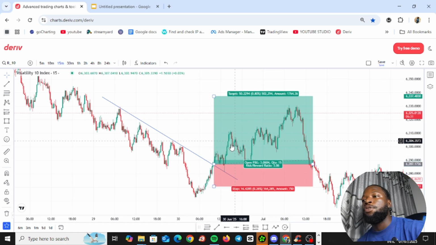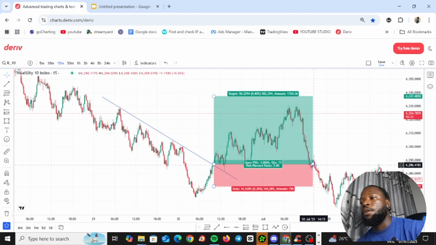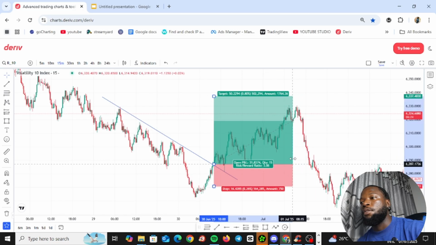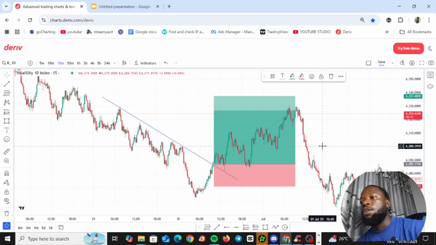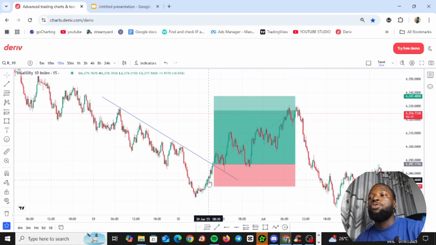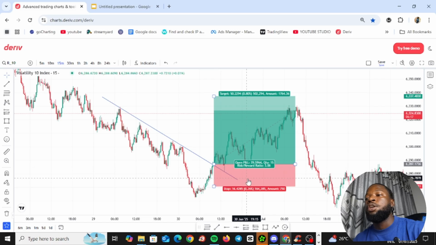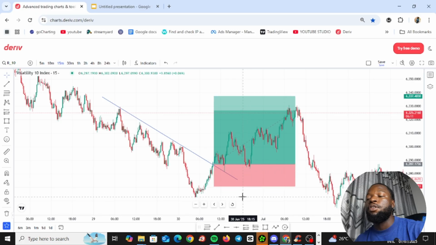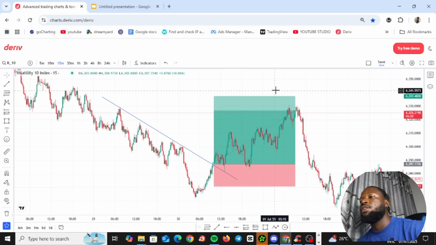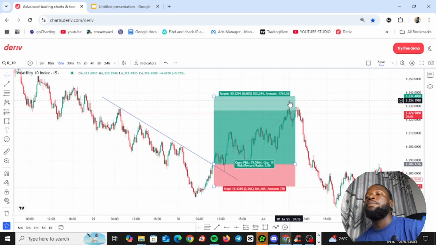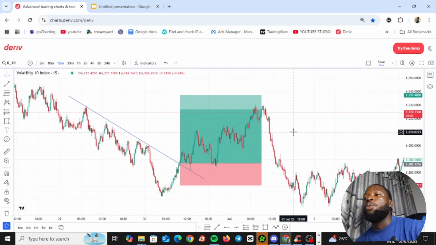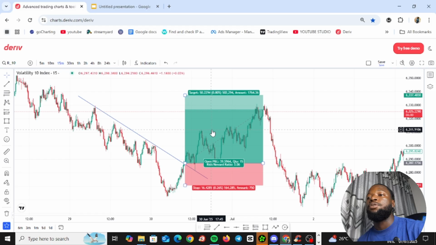Okay, this is what they call the short tool, and this is what they call the long tool. So for the long tool, when you want to buy, this is what you use. This red area is the money you are willing to lose. So if price crosses this level, it simply means you have lost that trade. And if price goes in this green direction, if you are buying, it simply means you have won that trade. So this is what trend line is all about when you want to buy.